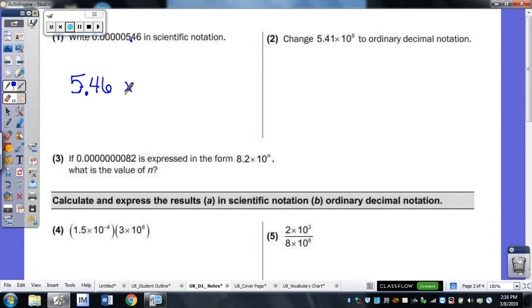So what we have to do is figure out how many times we moved that decimal to get it to be where we want it to be. So we did 1, 2, 3, 4, 5, 6. And because it was a very large decimal to begin with, that tells me it was a negative 6. Negative goes with the decimals.